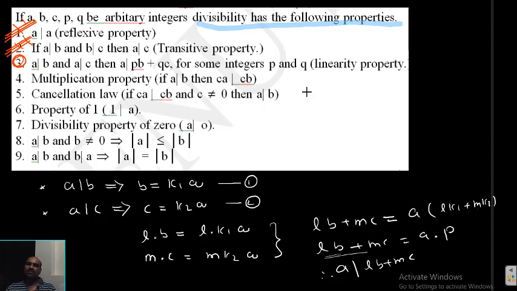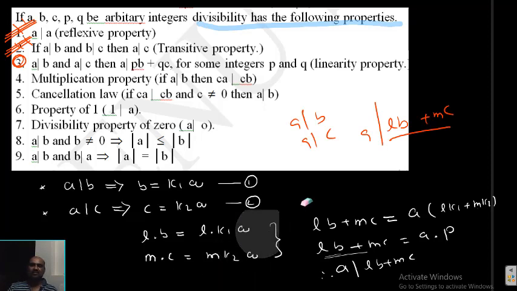Once again I want to explain to you. a divides b, a divides c, then a divides the linear combination of b and c, which means a divides b plus c, or some integer into b plus some integer into c. That I proved. Okay, I hope you people understood. Difficult one, linearity property.